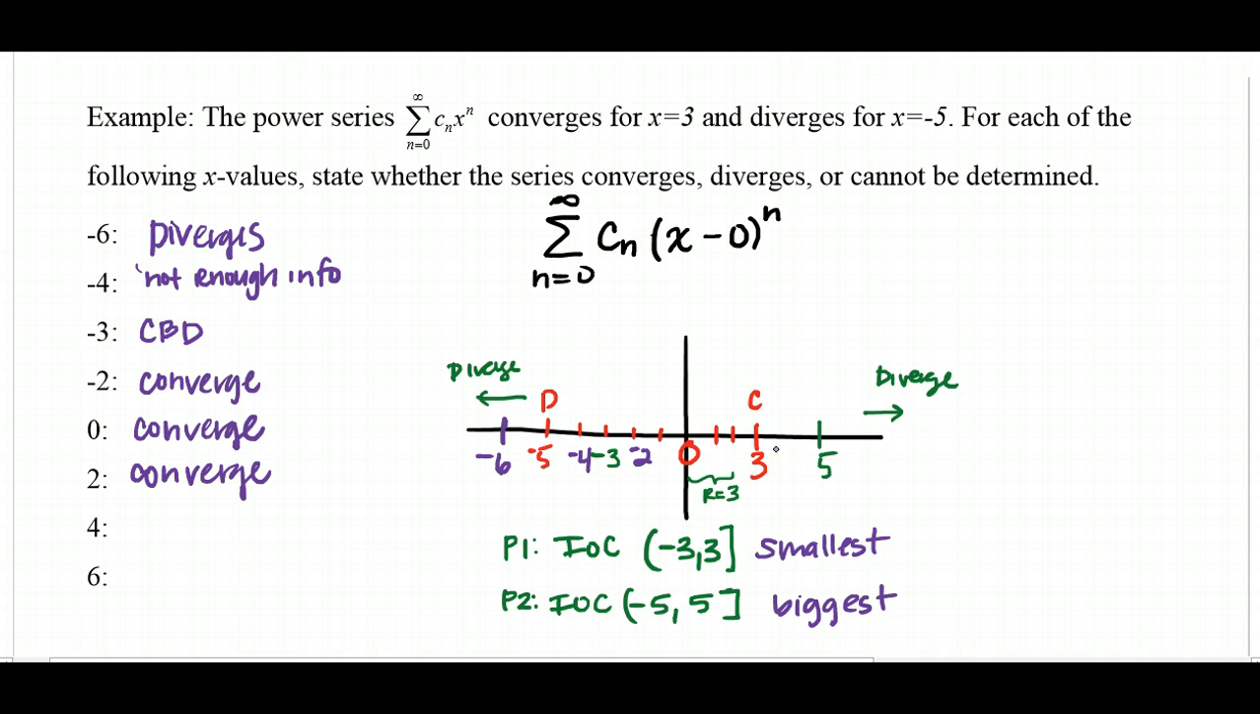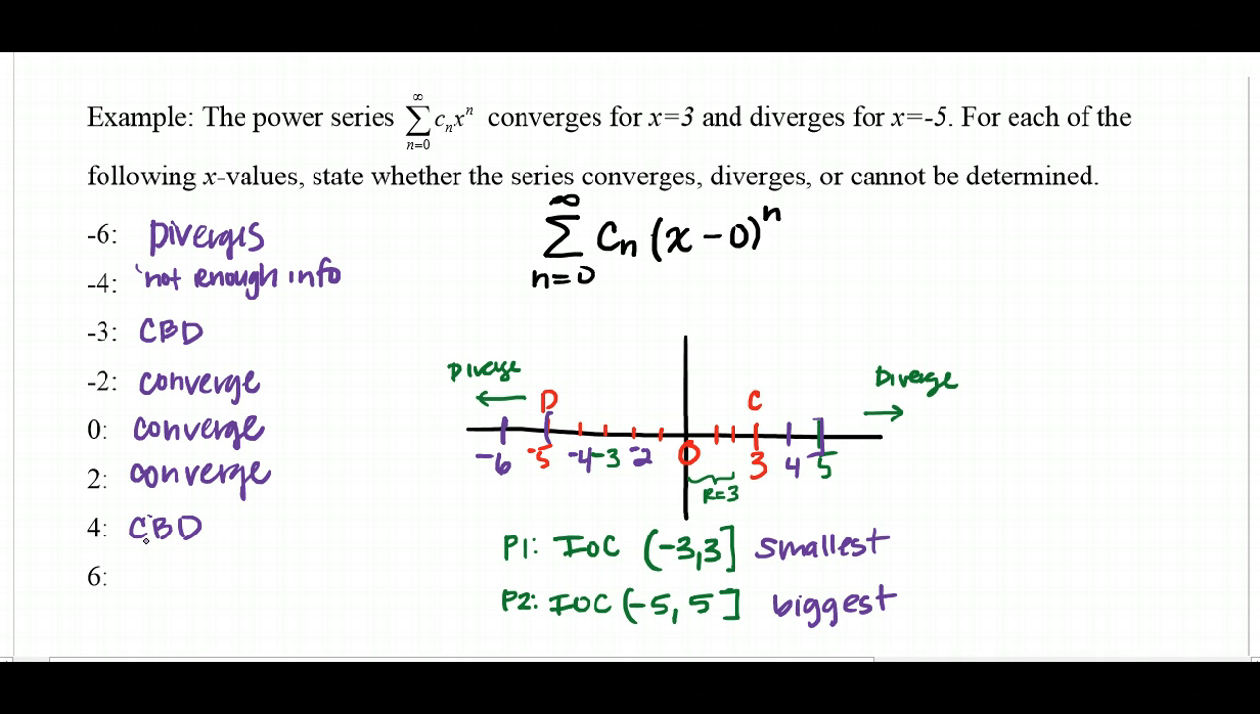So now let's think about what's going on at 4. So I know I have to converge between -3 to 3. That's the smallest option. The biggest option was from -5 up to 5. But 4 falls in that gray space where I don't really know what's going on there. So at 4, it's possible for my series to diverge. So really, not enough information. I don't know whether it converges. I don't know whether it diverges, so cannot be determined.